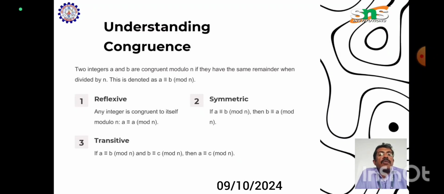And for transitive, if a is congruent to b and b is congruent to c, then you can say a is congruent to c. That is, if a congruent b mod n and b congruent c mod n exist, then a congruent c mod n exists. If this condition is satisfied, then you can say the transitive property is satisfied. If all these three properties are satisfied, then you can say the equivalence property is satisfied.